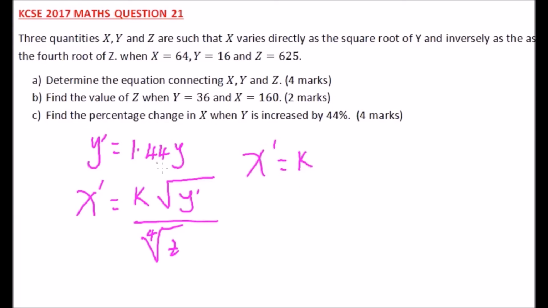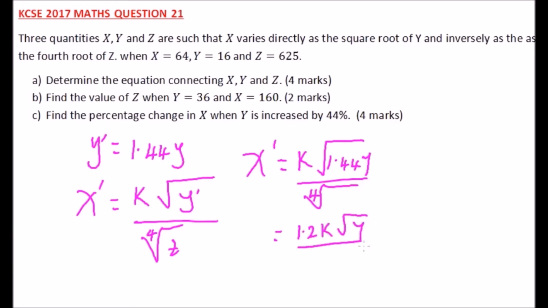Then we have the square root of our new y, which is 1.44 the old y, divided by the fourth root of z. Now this one, the square root of 1.44 is equal to 1.2, so it will be 1.2k the square root of y divided by the fourth root of z. That is the fourth root.